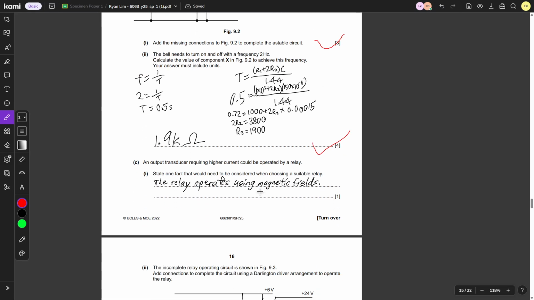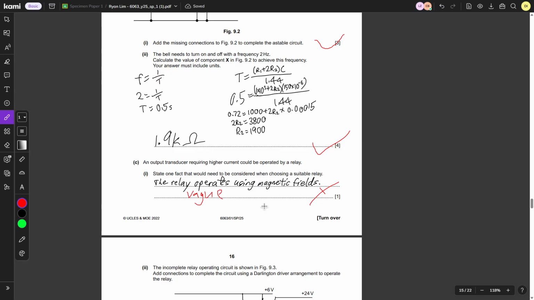I'm not going to check. An output transducer requiring a higher current needs to be operated by a relay. State one fact that would need to be considered when choosing a suitable relay. The relay operates using magnetic fields. Okay, I'm not saying he's wrong. The one thing you need to consider is that a relay will operate using magnetic fields. But you can't just say that, even though it's 1 mark.